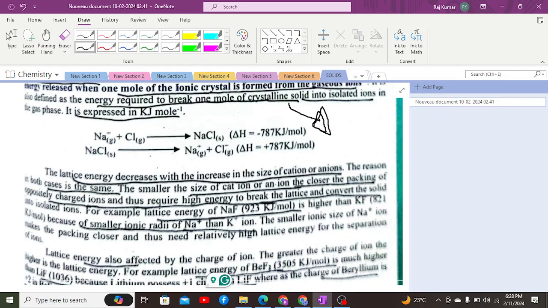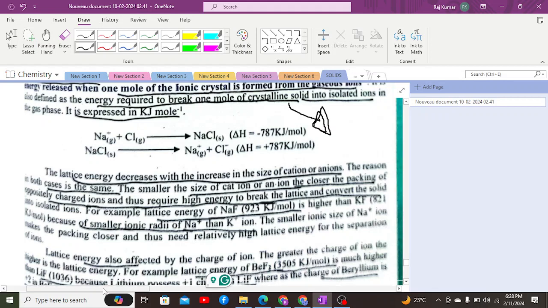For example, the lattice energy of sodium fluoride is 923 kilojoule per mole, which is higher than potassium fluoride at 821 kilojoule per mole, because of the smaller ionic radii of sodium than potassium. Due to the smaller ionic radii, there will be a high nuclear force in sodium as compared to potassium, as a result of which it will be able to release more energy.